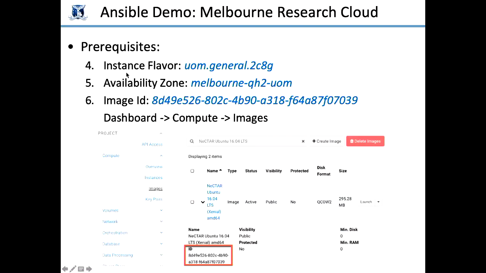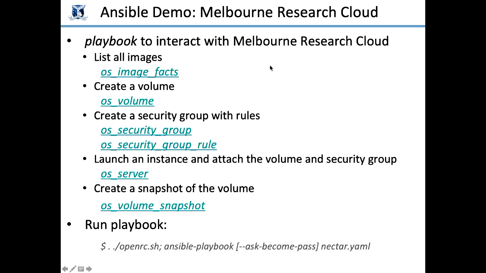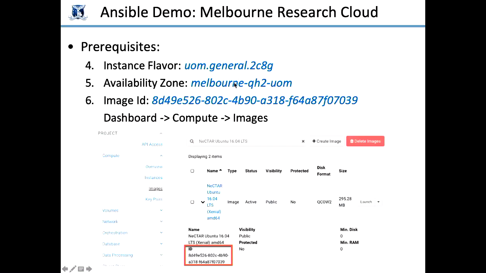The next thing is we need some variables to be defined. First is the flavor. You can probably only use this one because you only have 8 cores. To create 4 VMs, you have to grab this flavor, which is 2 core 8 gig. And for availability zones, there's only one, so QH2 UAM.